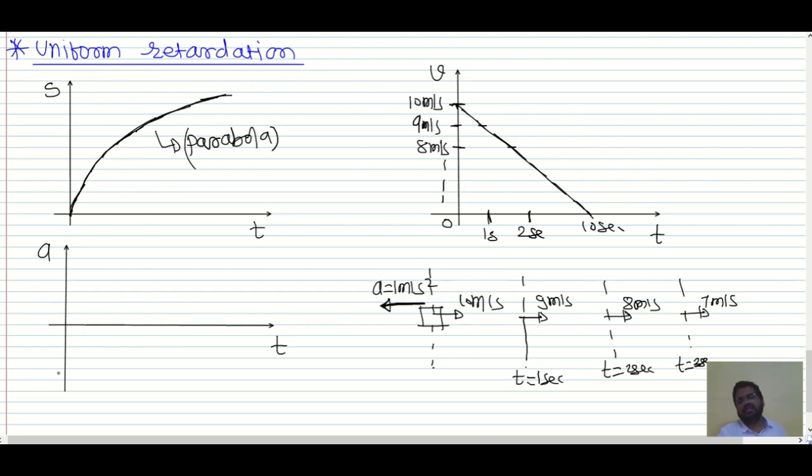And lastly, the acceleration-time graph. Acceleration, we will consider on the negative side, because it is a retardation we have. So minus 1 meter per second square. So this is all about the uniform retardation we have, right?